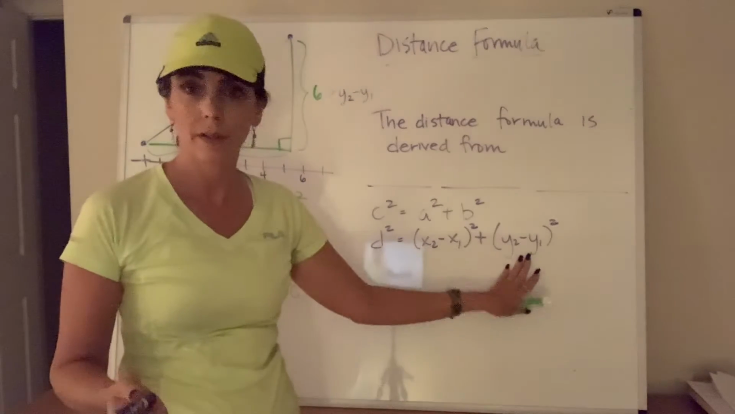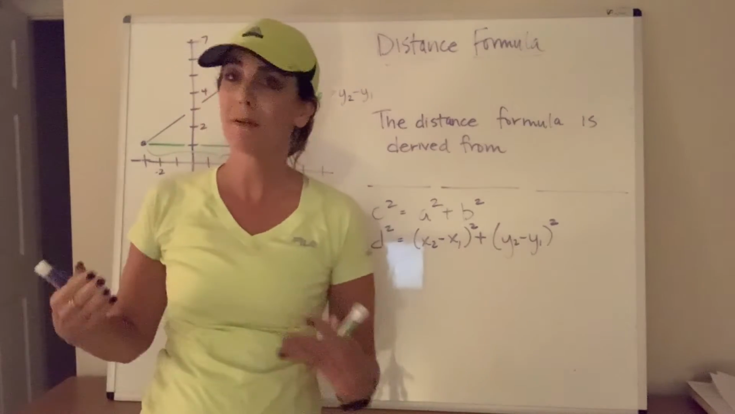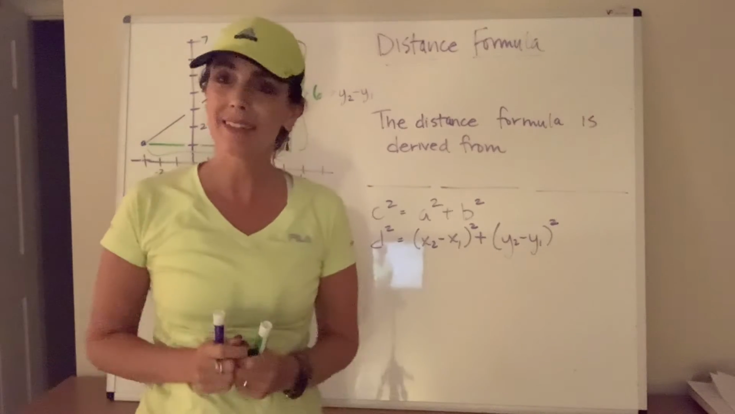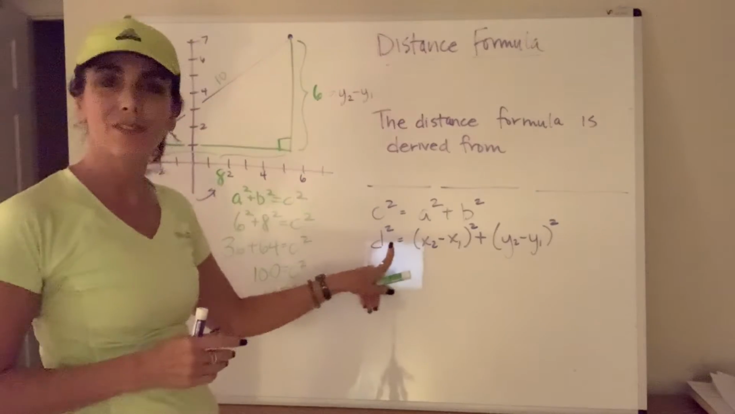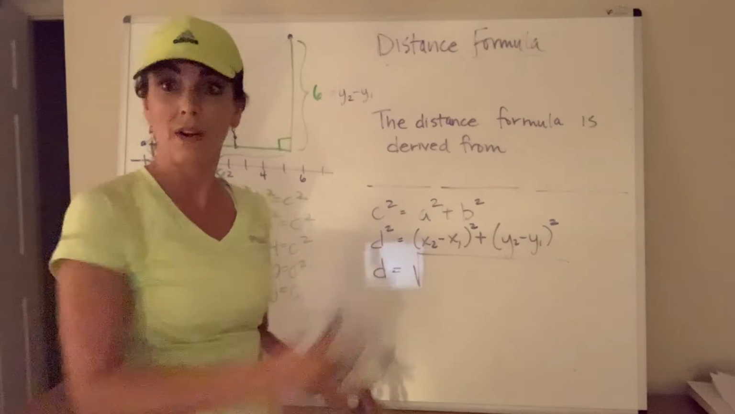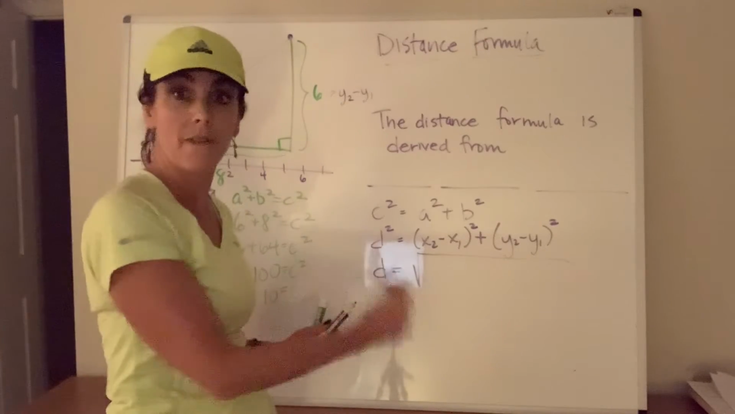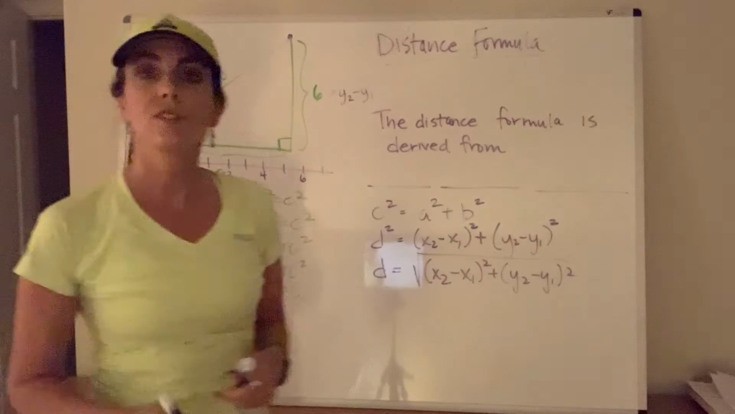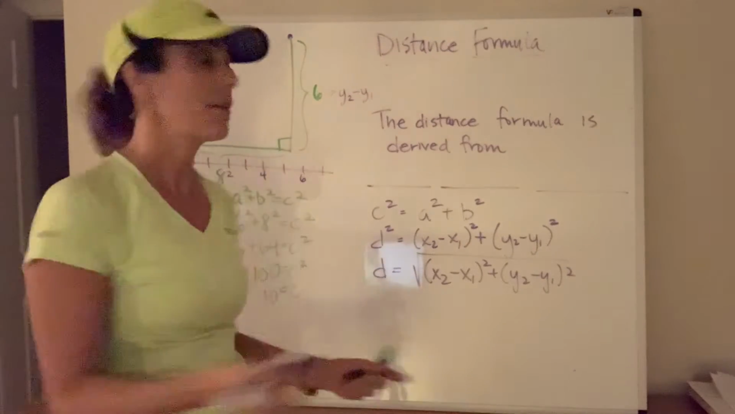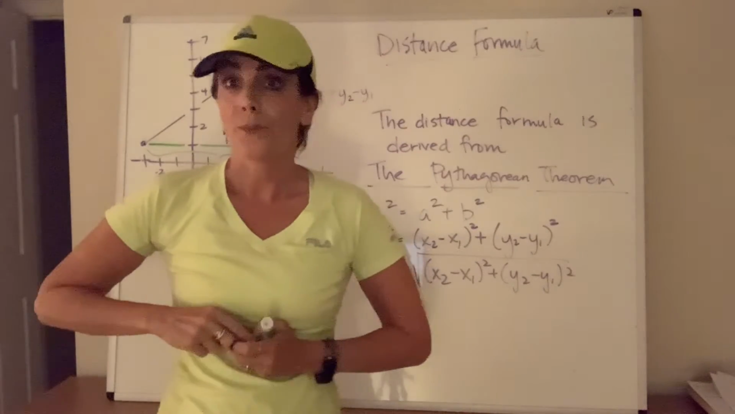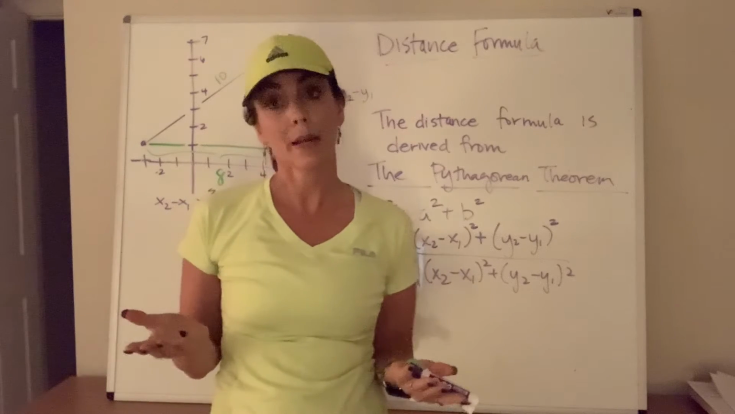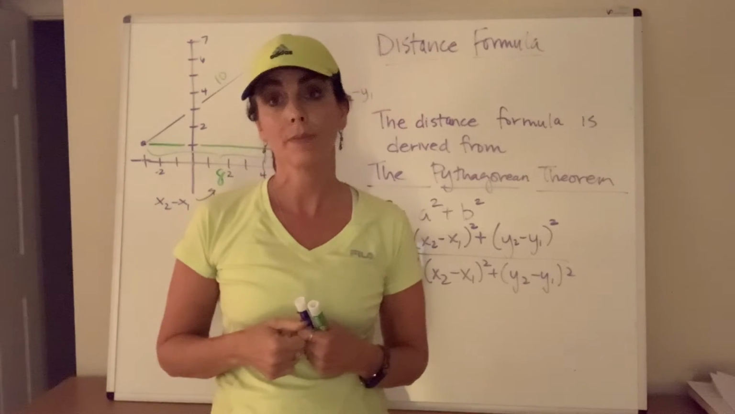And so my distance squared is going to be the difference of my x's squared plus the difference of my y's squared. Okay, but most of the time I'm not really interested in the distance squared. I'm interested in the distance. So I'm going to take the square root of both sides to say the distance is going to equal the square root of that whole thing. Awesome. Okay, so we can say then that the distance formula is derived from what? The Pythagorean theorem. Okay, so let's take a second and look at some examples using the distance formula. You ready?